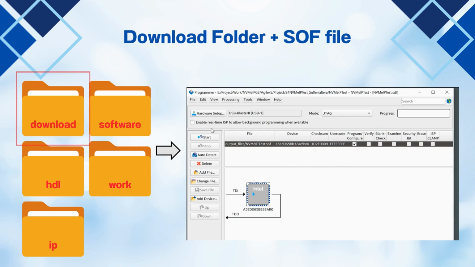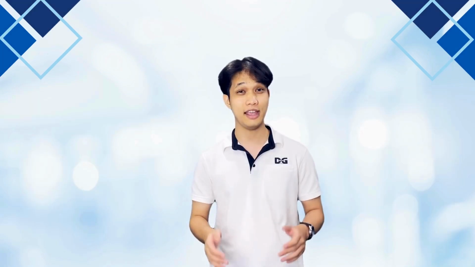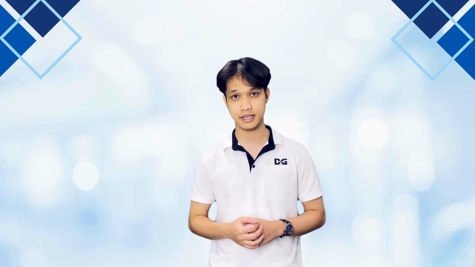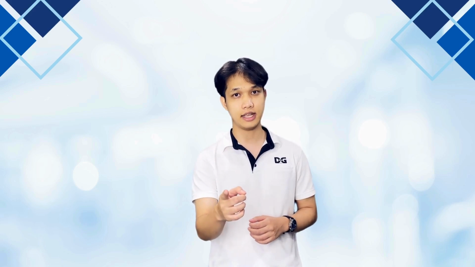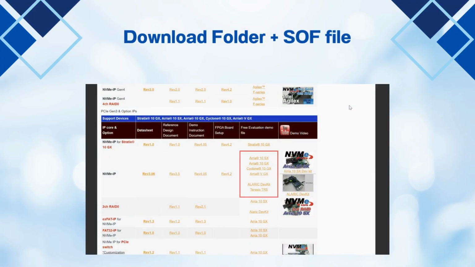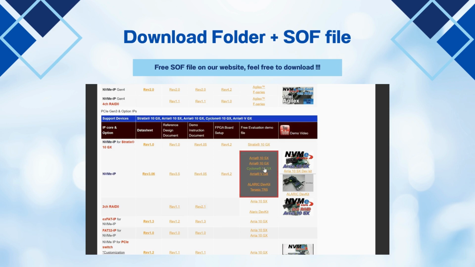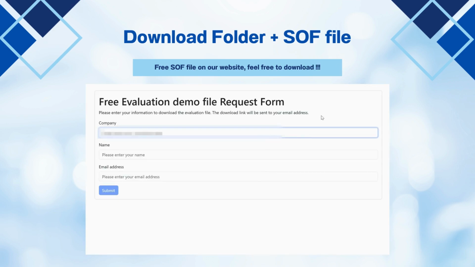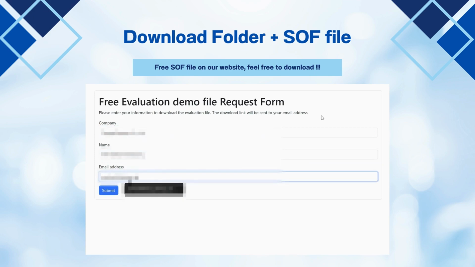Now, let's check out the download folder. Inside, you will find the SOF file, which is used to program the FPGA board. And here is the best part. Not only customers who purchase our IP can access this file, but you can download it and take it for free too. Just visit our website, go to the free evaluation demo section, fill out some basic information, and you will get access to the SOF file completely free. With this, you can try NVMe IP on your own FPGA board before making a purchase.